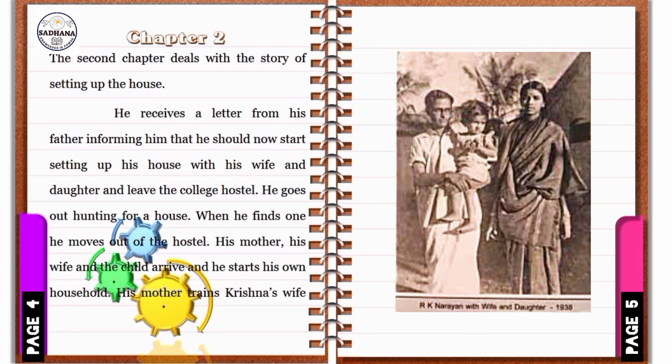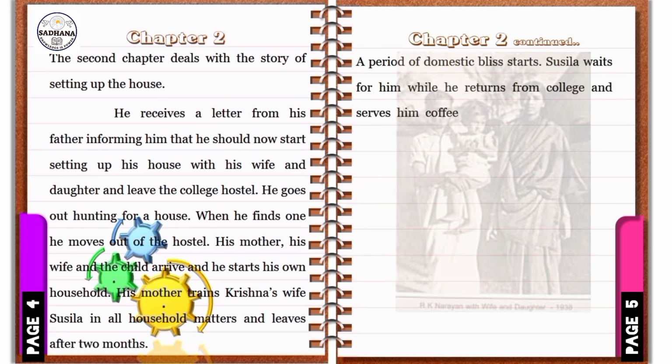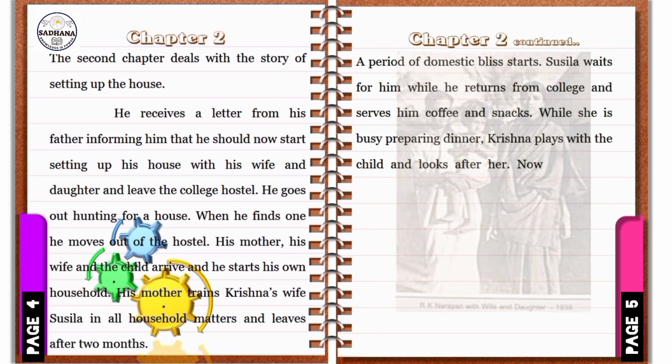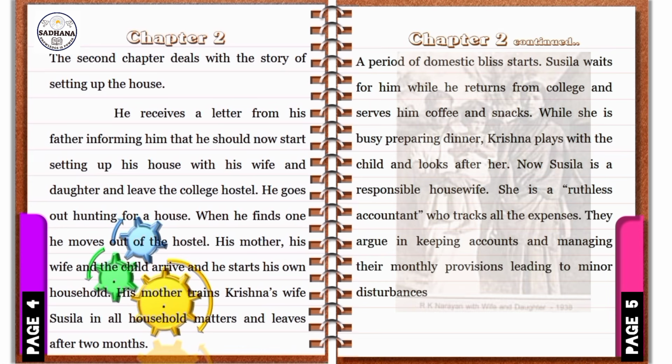His mother trains Krishna's wife Sushila in all household matters and leaves after 2 months. A period of domestic bliss starts. Sushila waits for him while he returns from college and serves him coffee and snacks. While she is busy preparing dinner, Krishna plays with the child and looks after her. Now Sushila is a responsible housewife. She is a ruthless accountant who tracks all the expenses. They argue in keeping accounts and managing their monthly provisions, leading to minor disturbances.